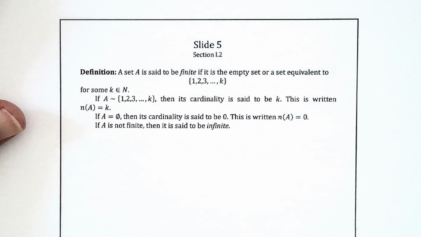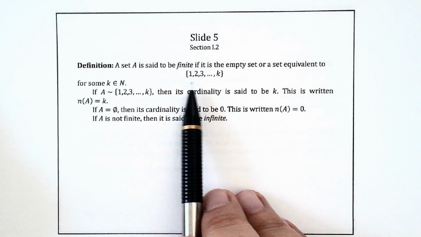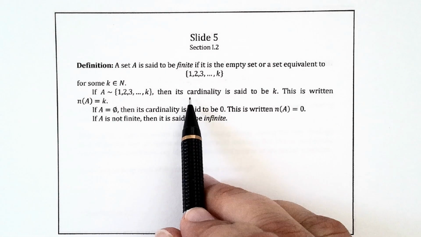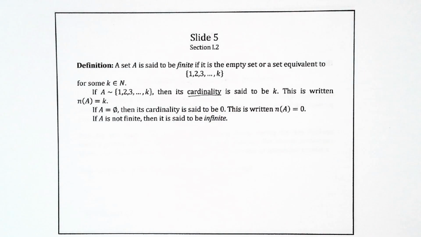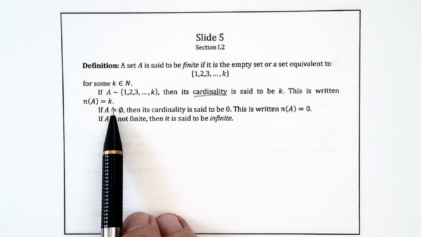Now, a set is said to be finite if it's either the empty set or it's equivalent to a list of numbers 1 through k. So basically, we're just saying that it's a set that you can count. If you start assigning numbers to the elements of the set, eventually you will run out of elements. And that largest number that you get to is what we call the cardinality. Okay, that's an important word to know, but it's easy. The word cardinality just refers to how large the set is, or in other words, what is the largest number you get to in the counting process. And you write n of A equals k.